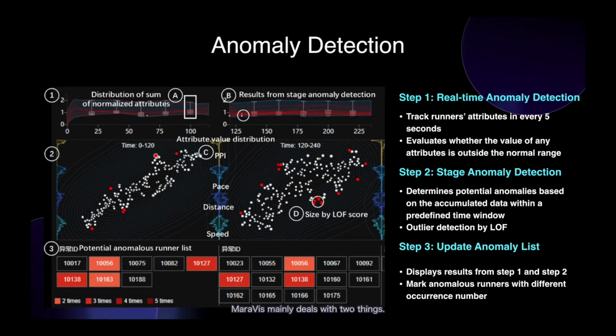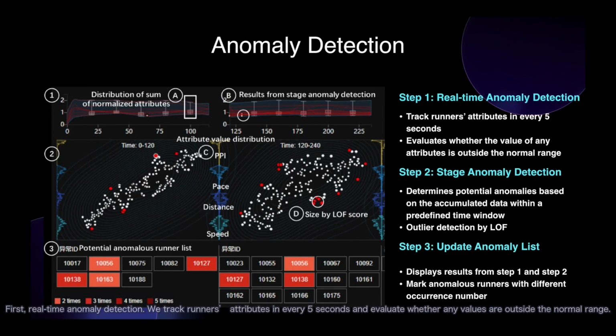MaraVis mainly deals with 2 things. The first is anomaly detection. It consists of 4 parts. First, real-time anomaly detection. We check runners' attributes every 5 seconds and evaluate whether any values are outside the normal range. Second, stage anomaly detection. We determine potential anomalies based on the accumulated data within a predefined time window and detect outliers by the LOF algorithm.